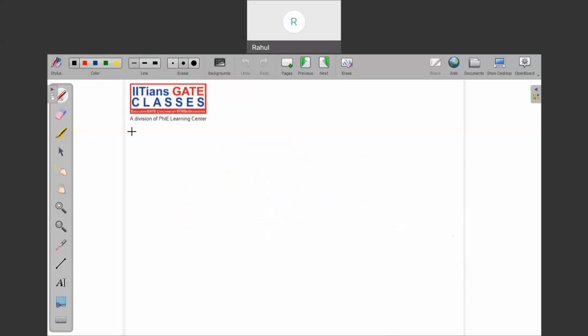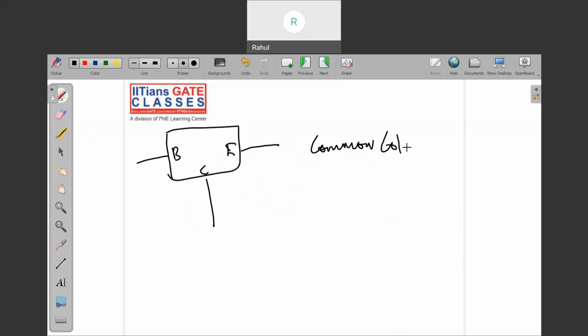Now we will talk about the common collector. Suppose this is your base, this is C, this is B, and this is the emitter. You can see here that the collector is common between the two. So this configuration is known as the common collector configuration.